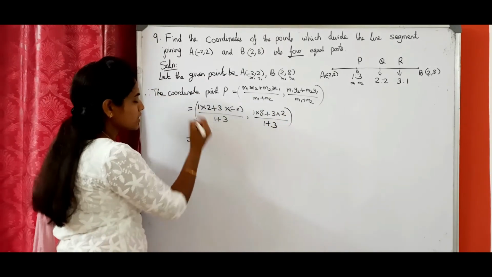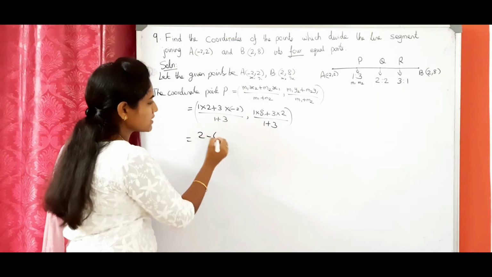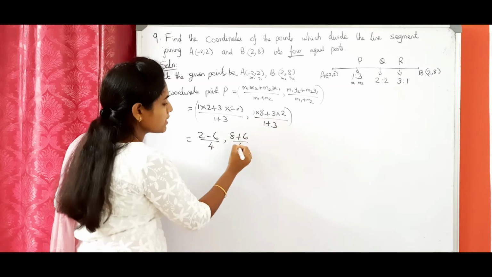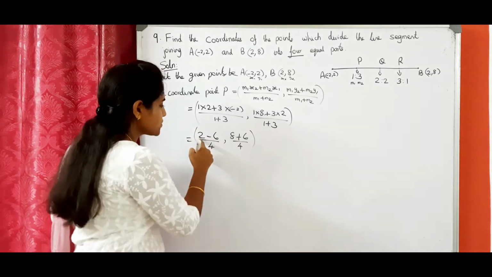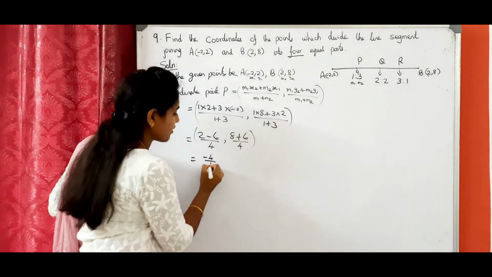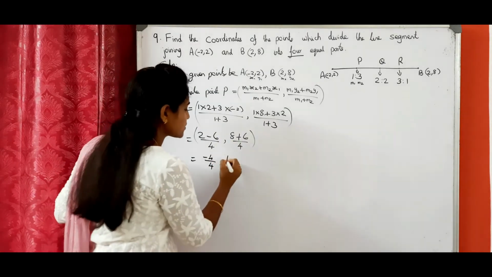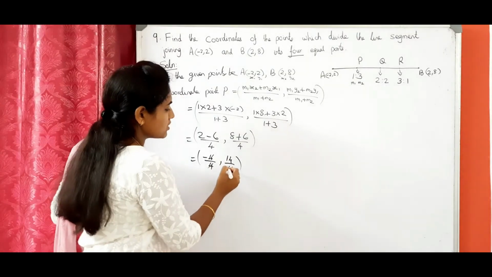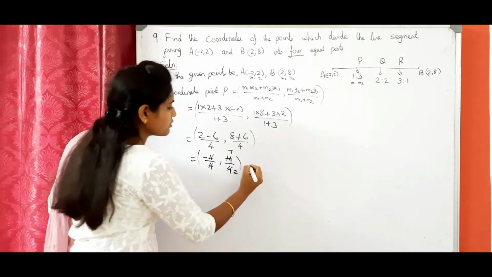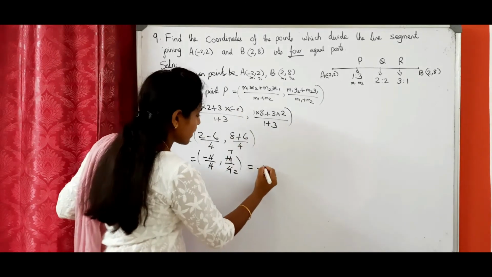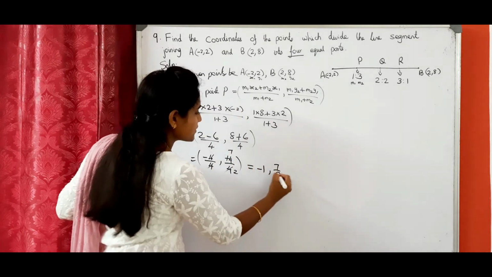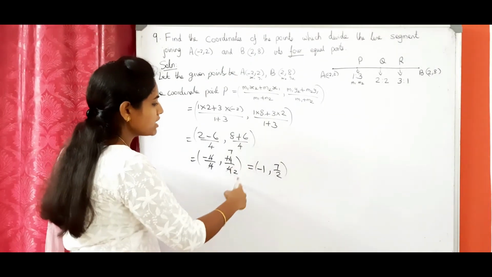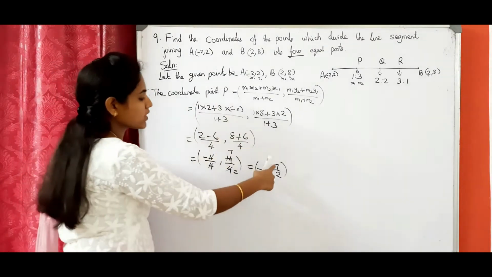Next, 1 into 2 is 2. 3 twos are minus 6, divided by 4. 8 plus 6, divided by 4. 2 minus 6 equals minus 4 divided by 4, and 8 plus 6 equals 14 divided by 4. 4 and 4 cancel. Here 2 and 7. Therefore the coordinate point P is (-1, 7/2). The coordinate point of P is minus 1 comma 7 by 2.